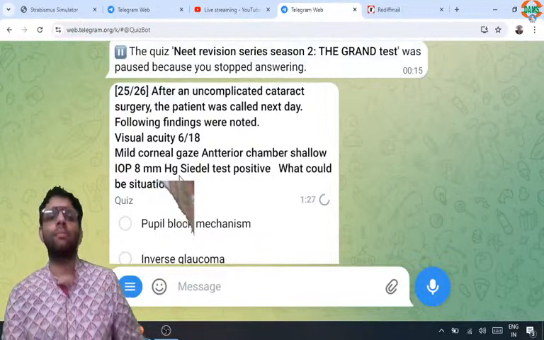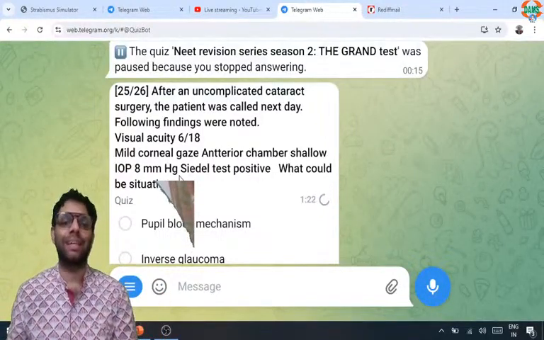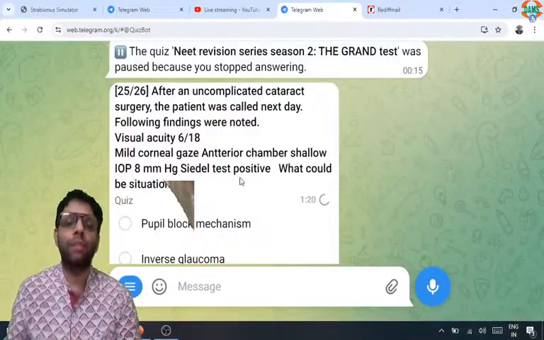Here, shallow AC means something is coming out. What something? The fluid, the aqueous is coming out, the wound is leaking. And Seidel test positive means the wound is leaking.